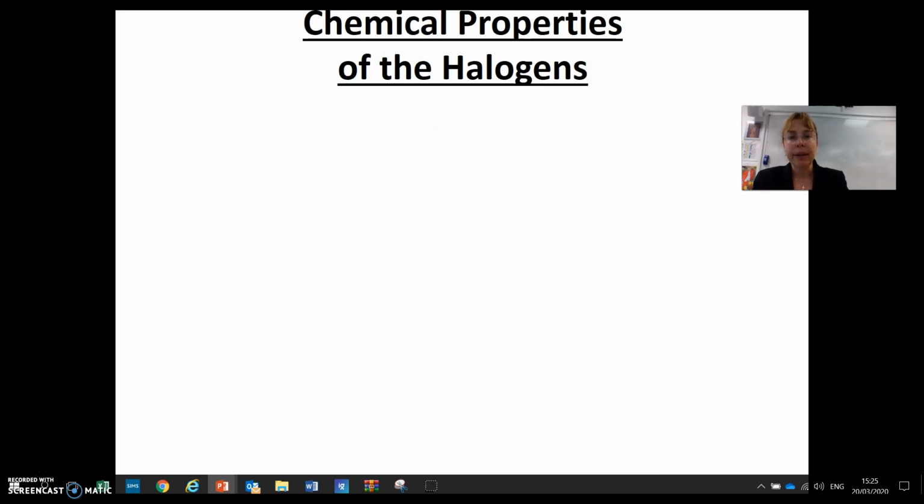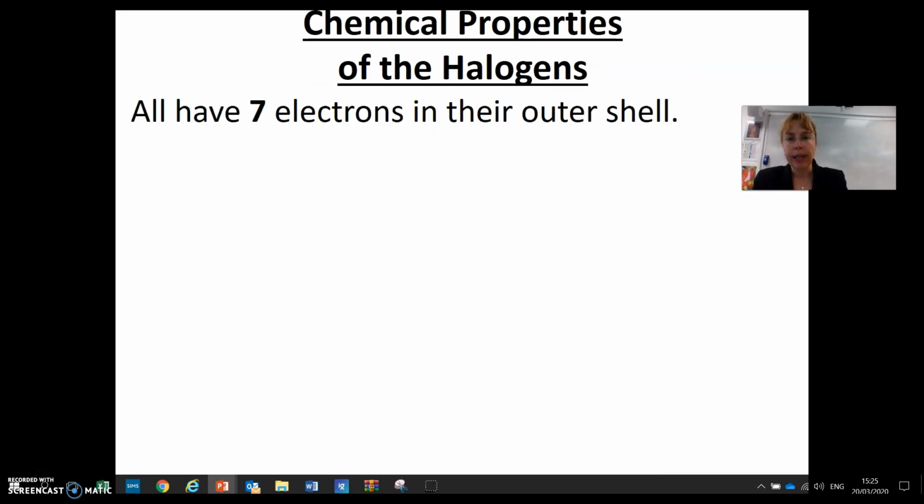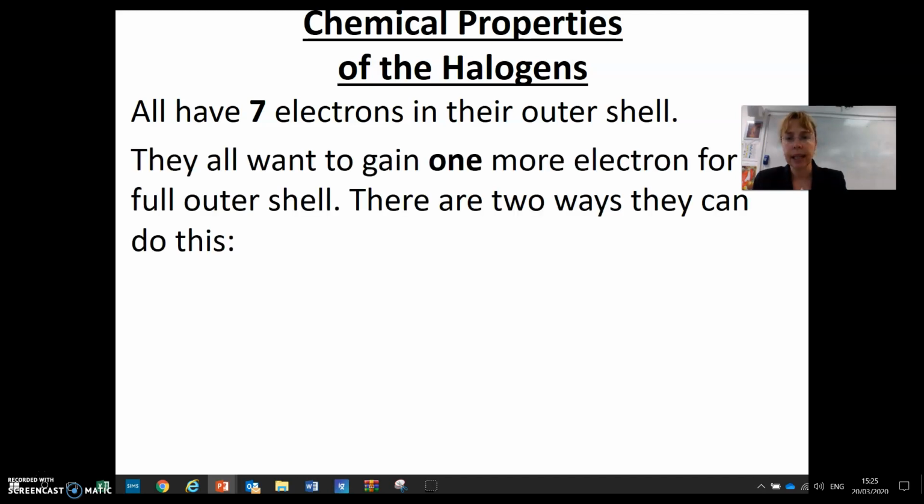Right, so your next heading would be the chemical properties of the halogens. Because they're in group 7, they would all have 7 electrons in their outer shell. Very easy to identify. They all want to be like the noble gases, but they only need to gain one more electron to get a full outer shell.